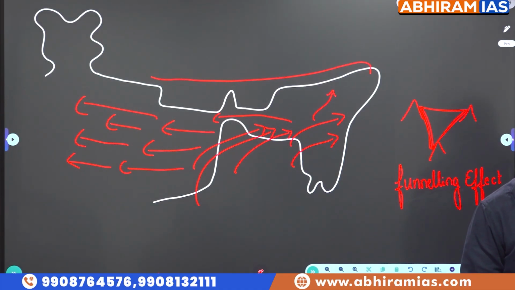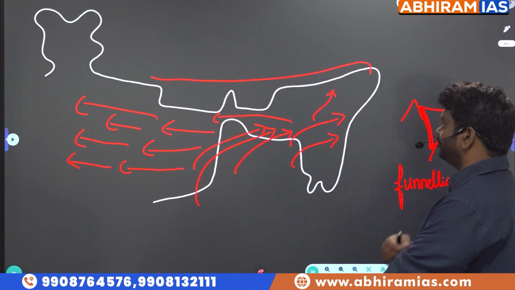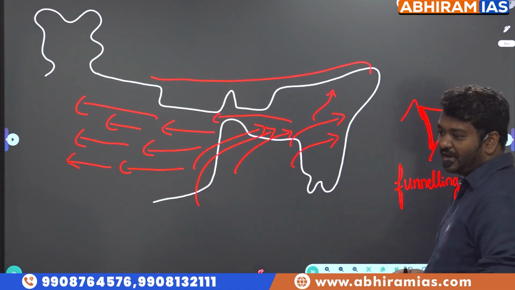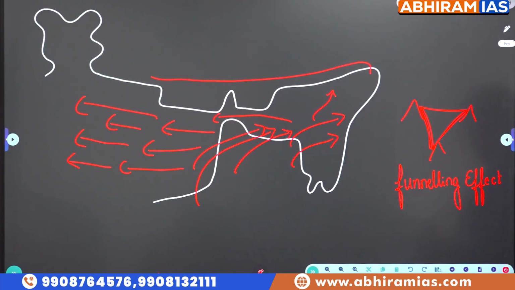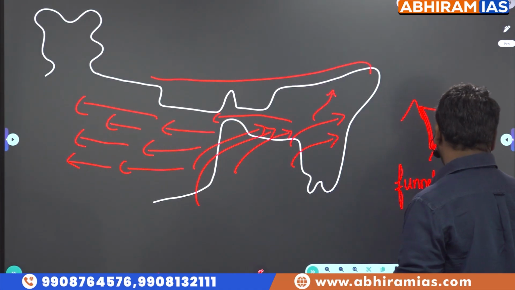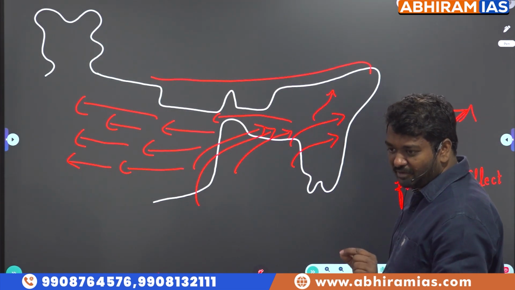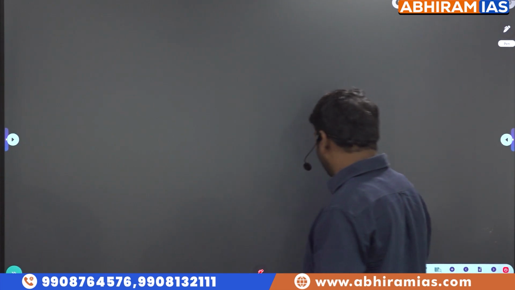Both the branches meet near Delhi and blow towards Punjab and Haryana. So the last state is Punjab and Haryana. You write there: the last state is Punjab and Haryana.